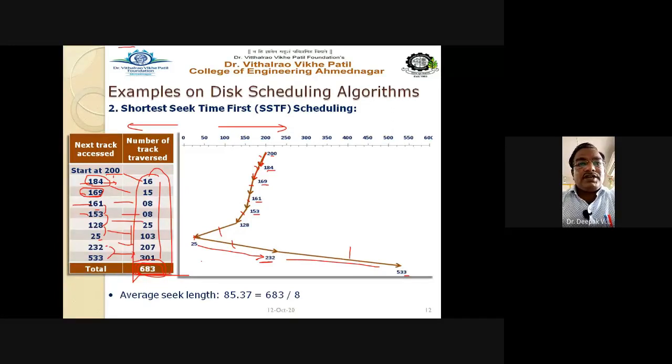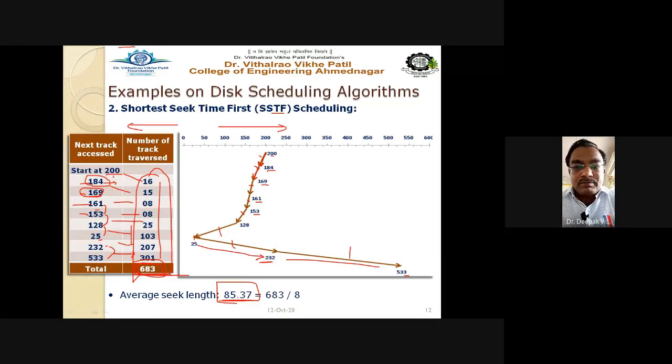The average is 85.37. But in the previous one, the average seek length in case of the FCFS algorithm, was more than 100 or 150, right? So that's why SSTF always gives you the optimum seek length here. We are focusing on the seek length, so the minimum distance should be traveled by the disk arm.